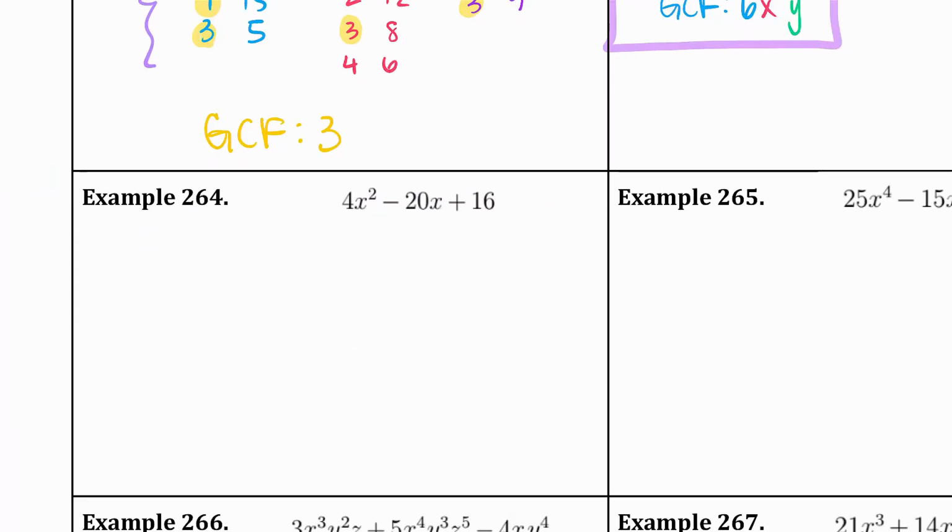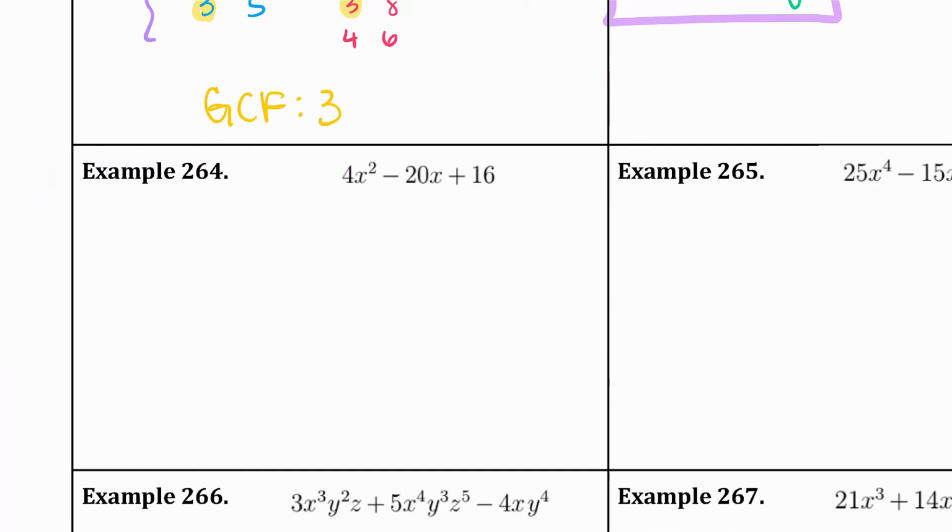Okay, so when we have a polynomial, in this case a trinomial, these are the three terms that we're looking at. And we're going to factor out the greatest common factor. So we're not just finding it, we're factoring out and seeing what we have left. So let me show you what that looks like.